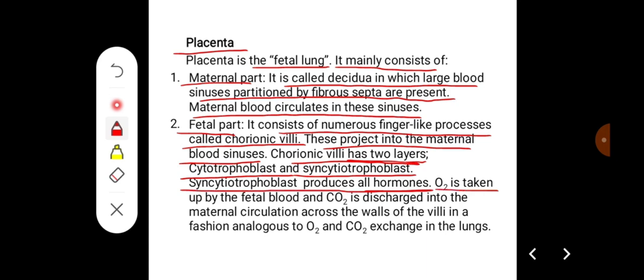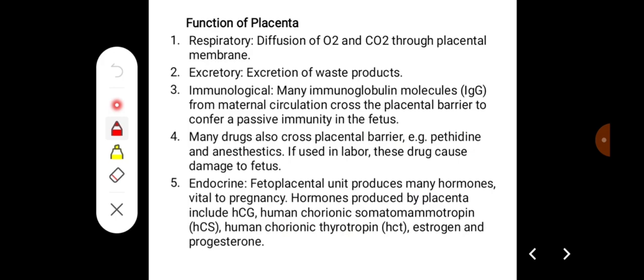Oxygen is taken up by the fetal blood and carbon dioxide is discharged into the maternal circulation across the walls of the villi in a fashion analogous to oxygen and carbon dioxide exchanges which occur in the lung.